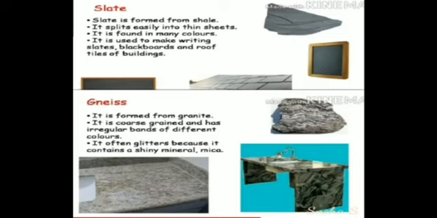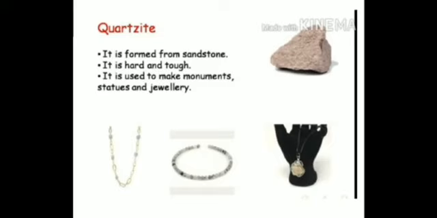Next one, gneiss. It is formed from granite. It is coarse grained and has irregular bands of different colors. So you have to remember. You can see the pictures given here. Gneiss has irregular bands of different colors. It often glitters because it contains a shiny mineral, mica. And last one is quartzite. Quartzite is formed from sandstone. It is hard and tough, and it is used to make monuments, statues, jewelry.